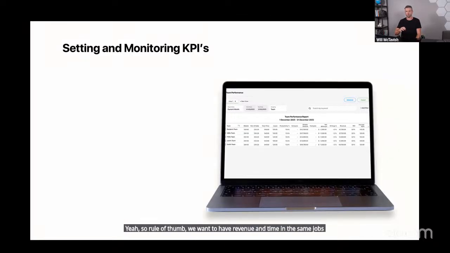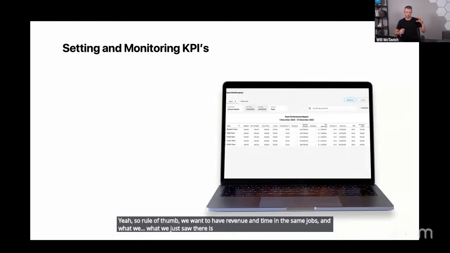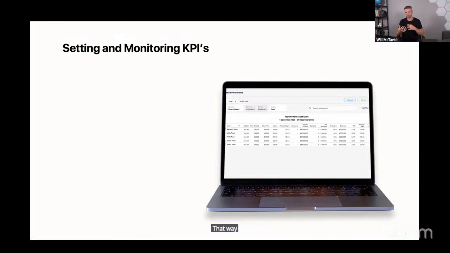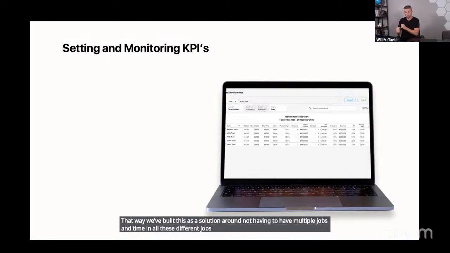And what we just saw there is, you create your jobs in Xero Practice Manager, they pull through into Link, and then we build our workflow out of the jobs that are in XPM. Our workflow is built off those tasks and those jobs. That way, we've built this as a solution around not having to have multiple jobs for time and all these different jobs. It makes wash-ups really complicated.